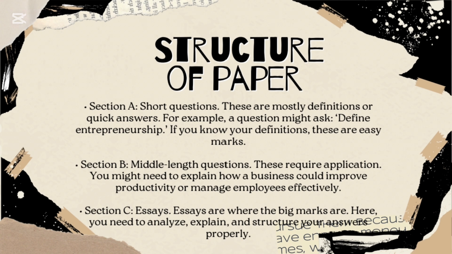Let's say the question asks you to justify why businesses should use CSR, corporate social responsibility. If you just write corporate social responsibility helps businesses, you get 1 mark. But if you write CSR helps businesses build trust with the community, improves their brand image, and increases customer loyalty, you'll get full marks because you didn't just give the point, but you explained the why. Okay? Do you understand?